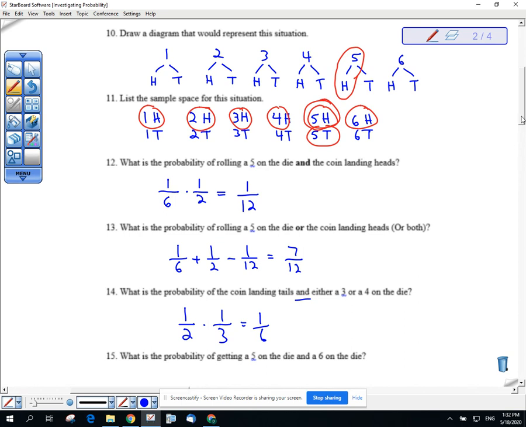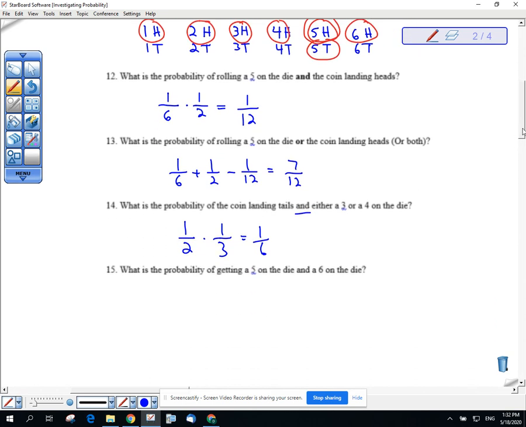The last question is kind of a dumb question. I wrote this document, and I admit it's kind of a dumb question. What is the probability of getting a 5 on the die or a 6, and also a 6 on the die? That would be 0. And your probability absolutely can be 0.